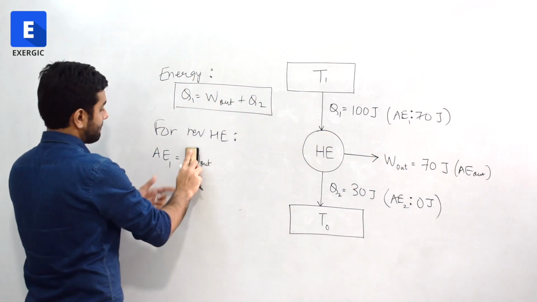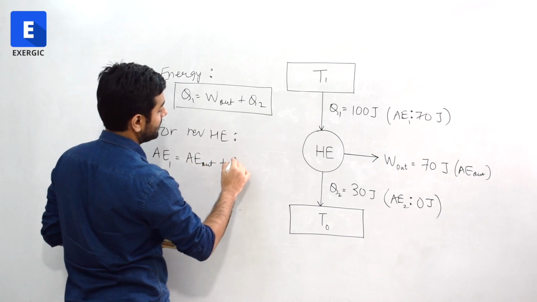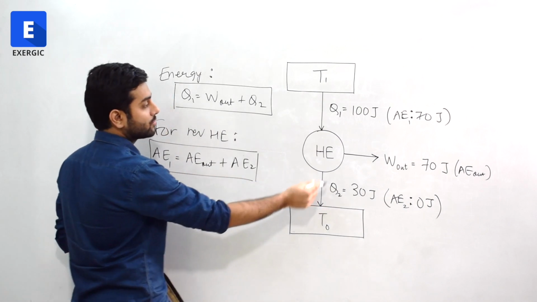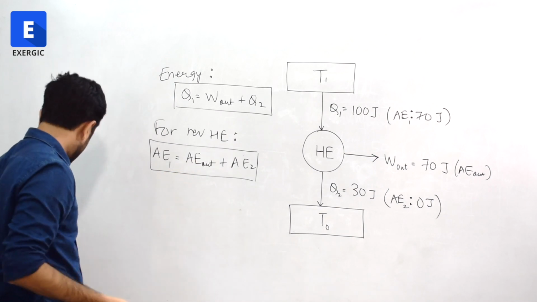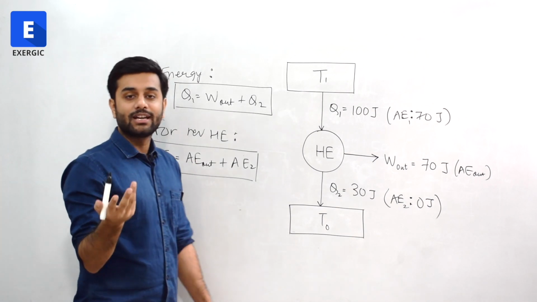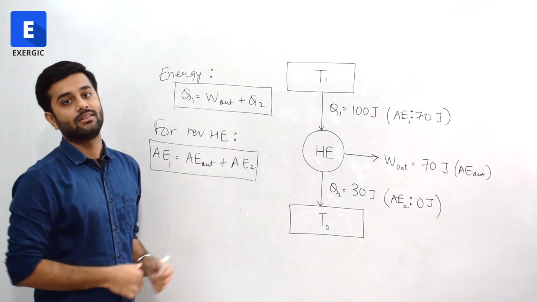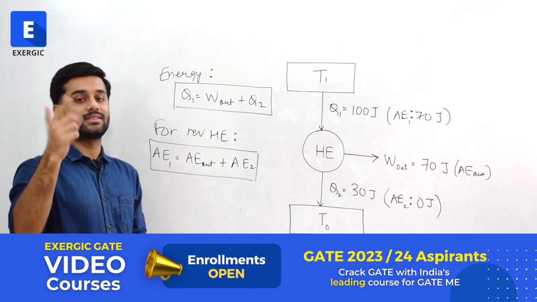plus available energy 2. Why? Because available energy 2 is zero. So 70 is equal to 70 plus 0. This is coming out to be true. The available energy looks like it is also conserved, right? But it's not true.